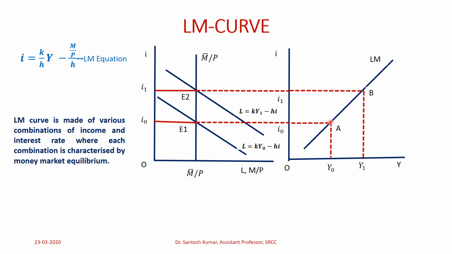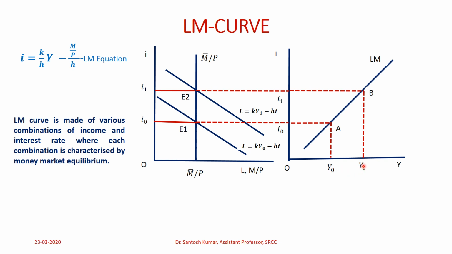That way we need to derive another combination, and to derive that, we assume that equilibrium income in the goods market has increased from Y naught to Y1. It might be due to a rise in autonomous investment, or a rise in government expenditure, or a rise in net exports, right? So any component of autonomous aggregate demand might have increased, and that has led to a rise in equilibrium income from Y naught to Y1.